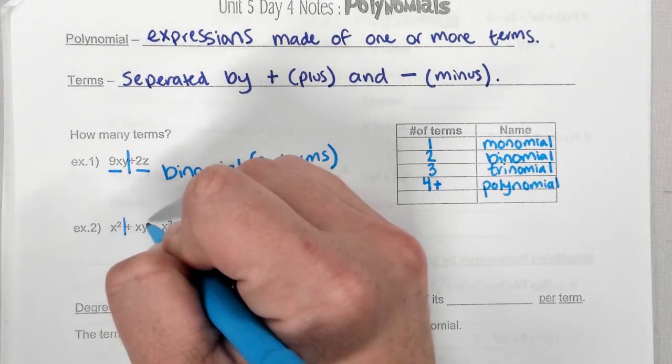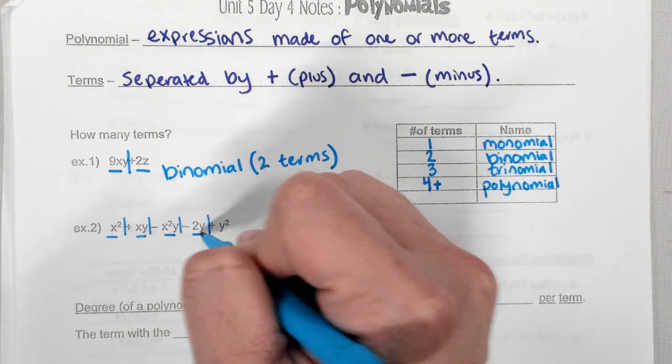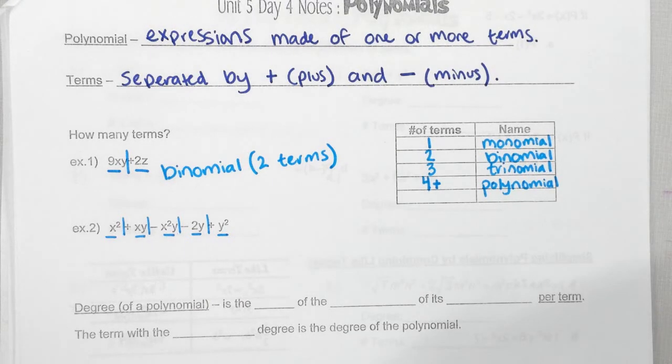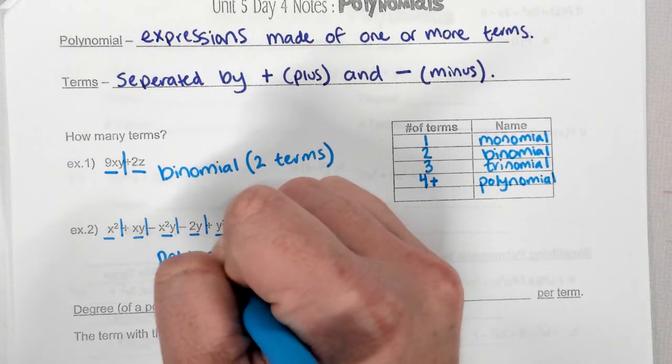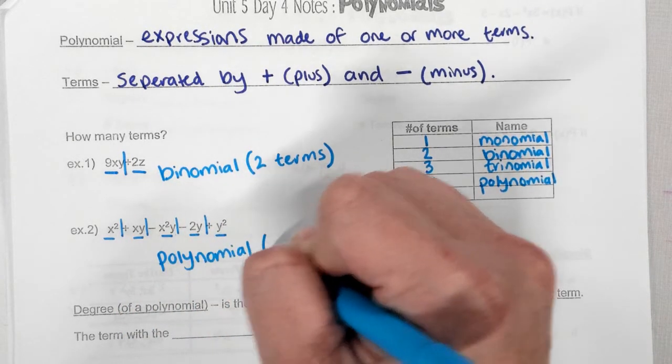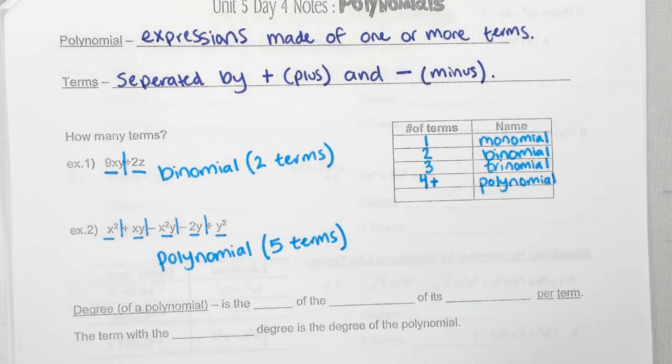So again, there's a plus, there's a minus, there's a minus, there's a plus. So we have 1, 2, 3, 4, 5. Do we have anything fancy to call something with 5 terms? No, so we just call it a polynomial. Any questions with that? Pretty simple?